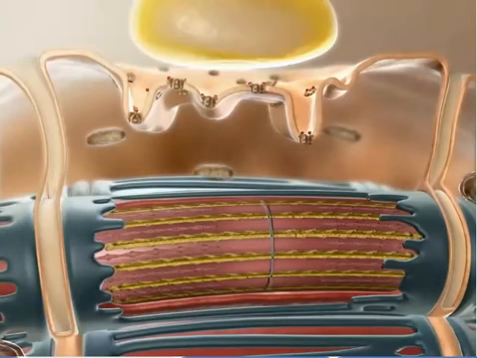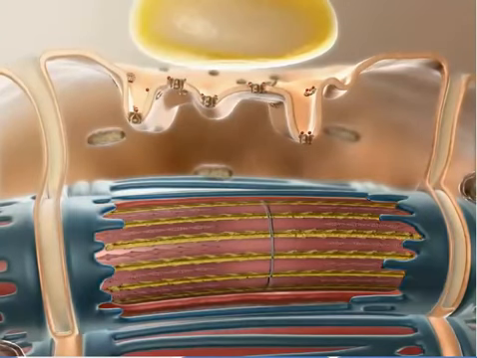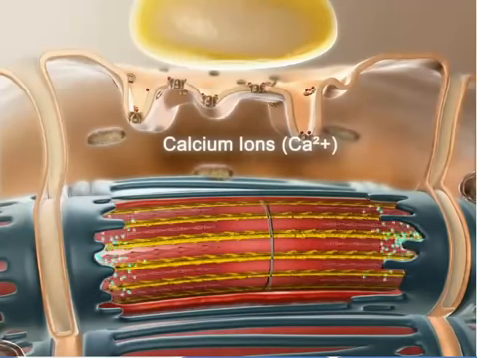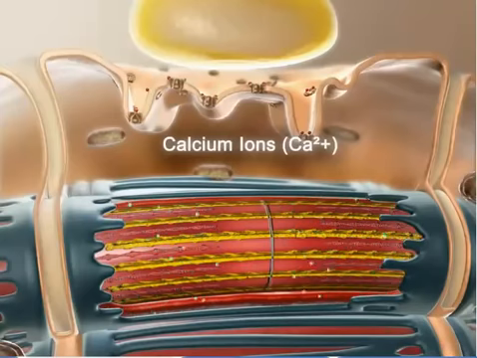Surrounding the myofibrils are membranous sacs called the sarcoplasmic reticulum. The arrival of the action potential triggers the release of calcium ions stored in the sarcoplasmic reticulum. They diffuse into the muscle fiber, and the next phase of muscle contraction begins.